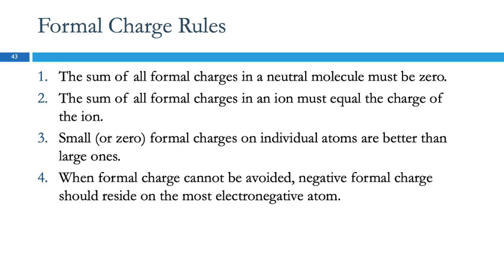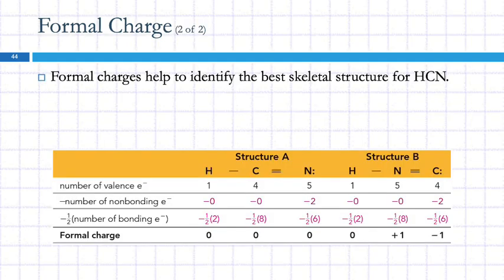So formal charge rules: the sum of all the formal charges in a neutral molecule must be 0. This is kind of sounding like ionic charges or oxidation states, right? If the thing is neutral, it has to add up to 0. If it's an ion, these have to add up to the charge on the ion. Small or 0 formal charges are better. And if we have to have formal charges, we want to put negative formal charges on the more electronegative atom, because that's basically saying that atom has extra electrons in this molecule, and it's the most electronegative one that would do that.